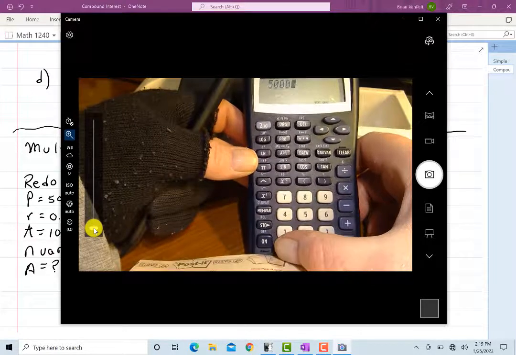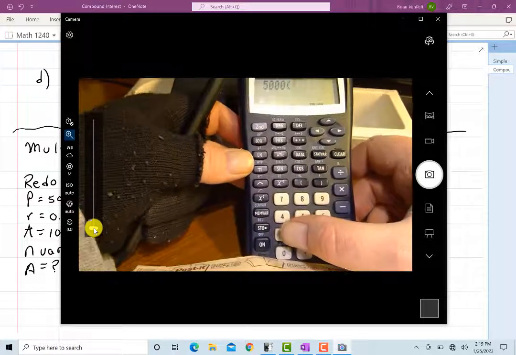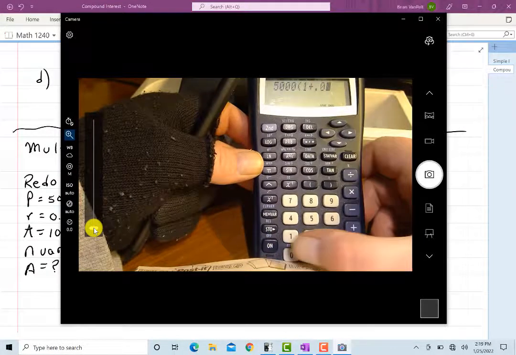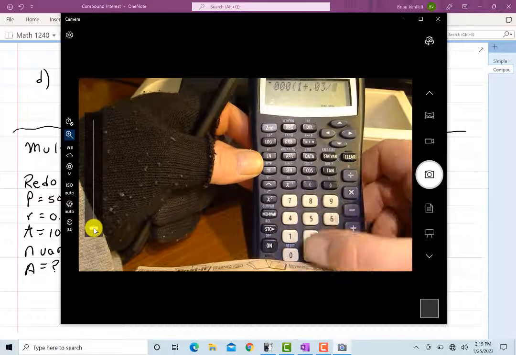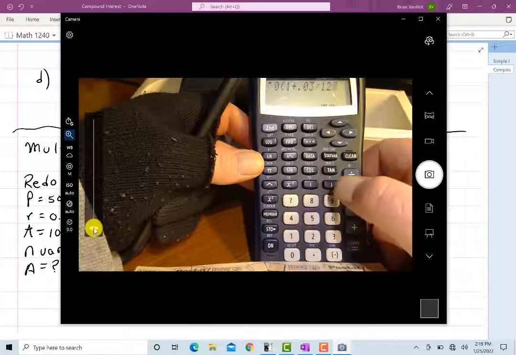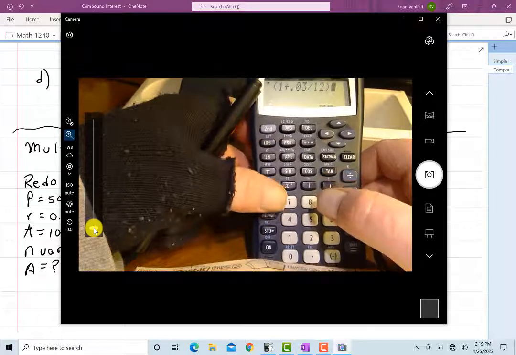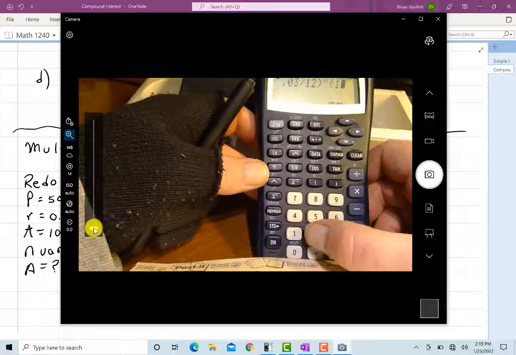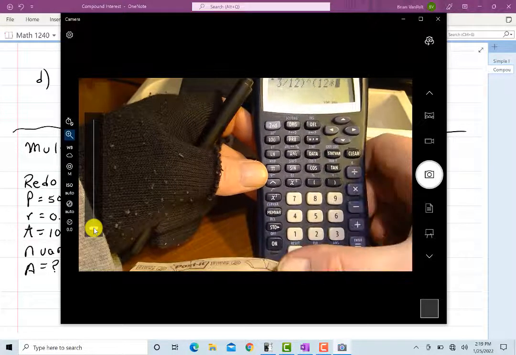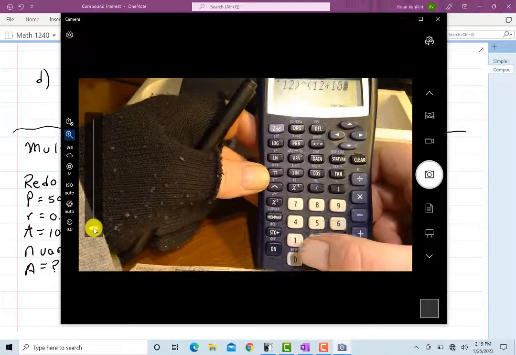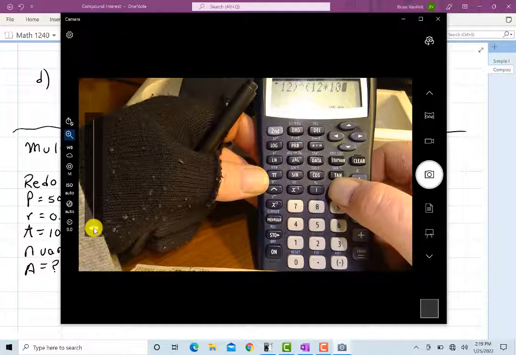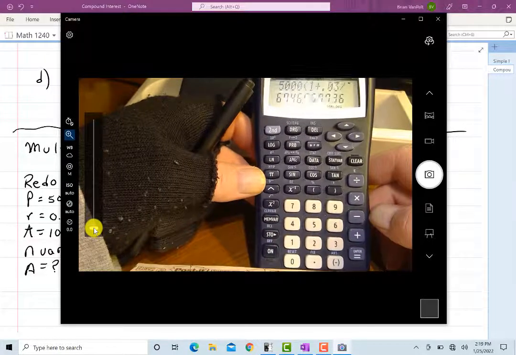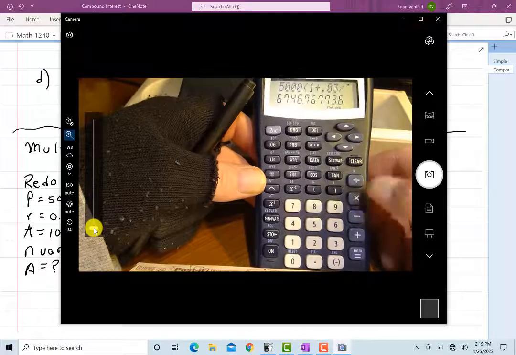5,000 times 1 plus 0.03. This time it was divided by 12. Finish the parenthesis. Now to do everything in the exponent, put it also in parentheses and do your 12 times 10. Finish the parenthesis and you hit equals. Hopefully you can see that these numbers are exactly the same as we were getting before.